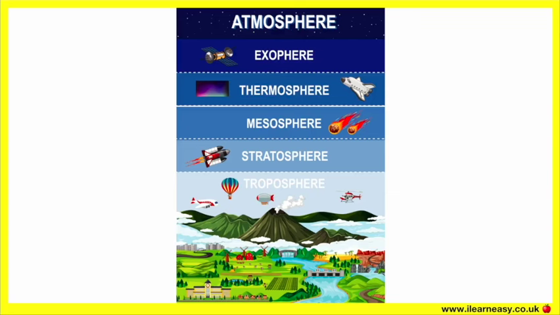Layers of the atmosphere. The Earth's atmosphere has five main layers and several secondary layers. The five main layers include the troposphere, stratosphere, mesosphere, thermosphere, and exosphere.